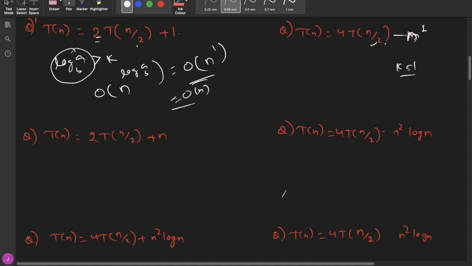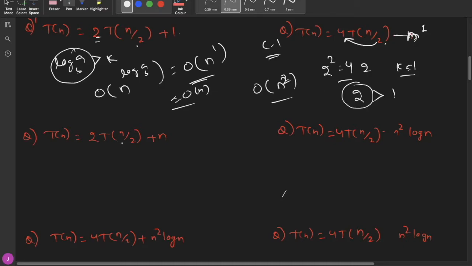And see here, what is the power of 2 so as to make it 4? The power of 2 is 2 so as to make it 4, because 2 power 2 is 4. The log a base b value is 2 here, so we have to compare 2 with 1. Yes, 2 is greater than 1. Again case 1 arises, the left side is greater than the right side. What we will be doing, we will just mention n square.